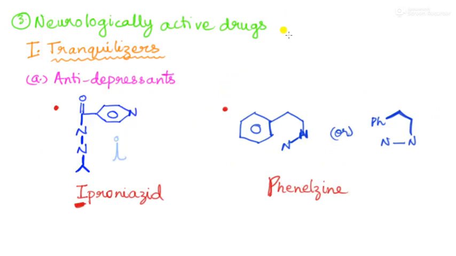Neurologically active drugs. Here we have the first category, tranquilizers, and next we have analgesics. First let's read tranquilizers. We have antidepressants here.